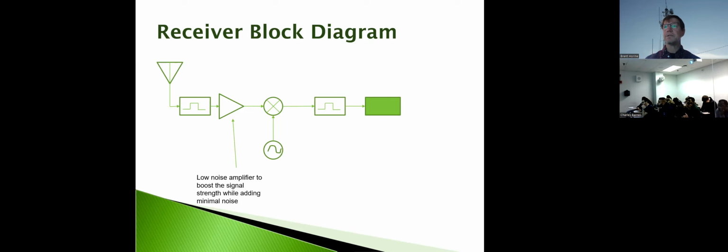But just conceptually understand that the earlier part of our system, the part of our system that's closer to the antenna, that is going to set the overall noise performance of our system. So we want to be particularly good in that region.